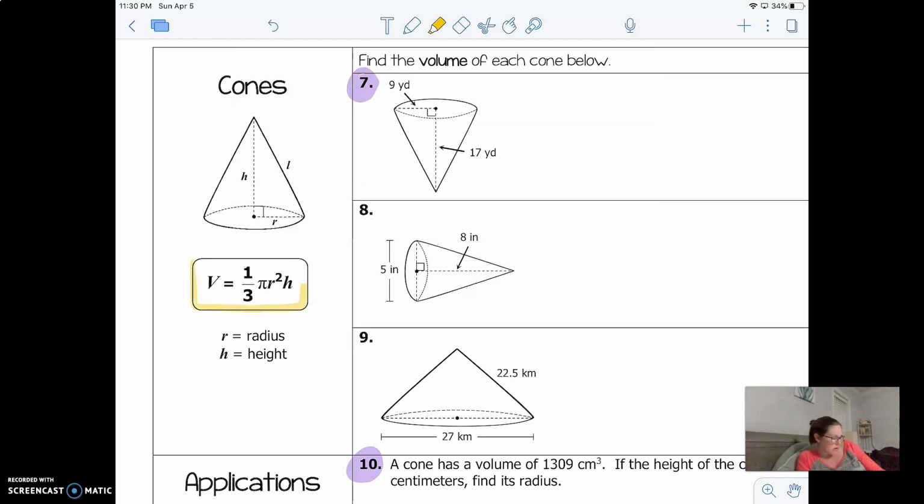So cones is very similar. It's also 1/3, but instead of capital B, it's always going to be a circle. So it's just going to be pi r squared times the height. So let's do a quick example here. We have a cone with 1/3 pi. The radius here is 9 squared. The height is given to us. We do not have to do Pythagorean theorem. That's so lovely. So then we just plug and chug.